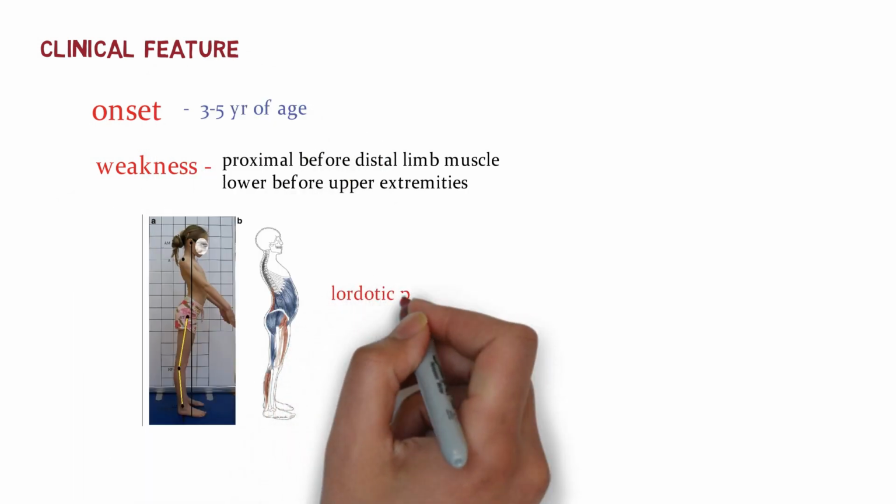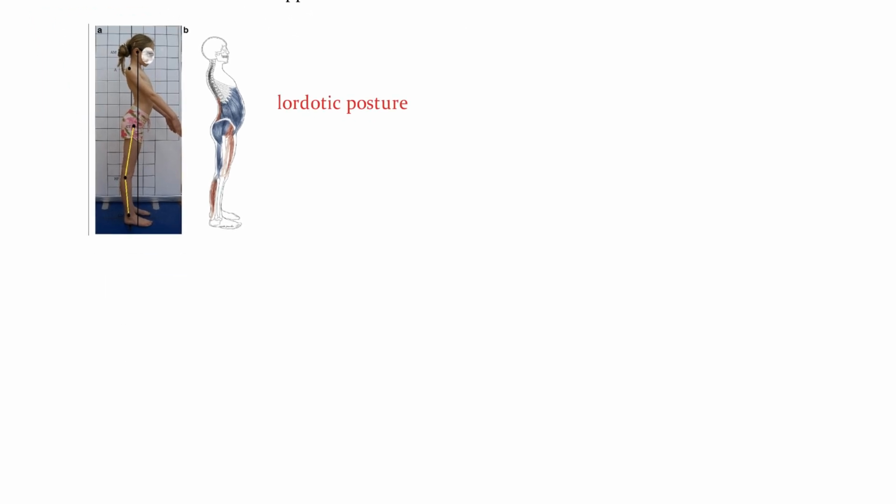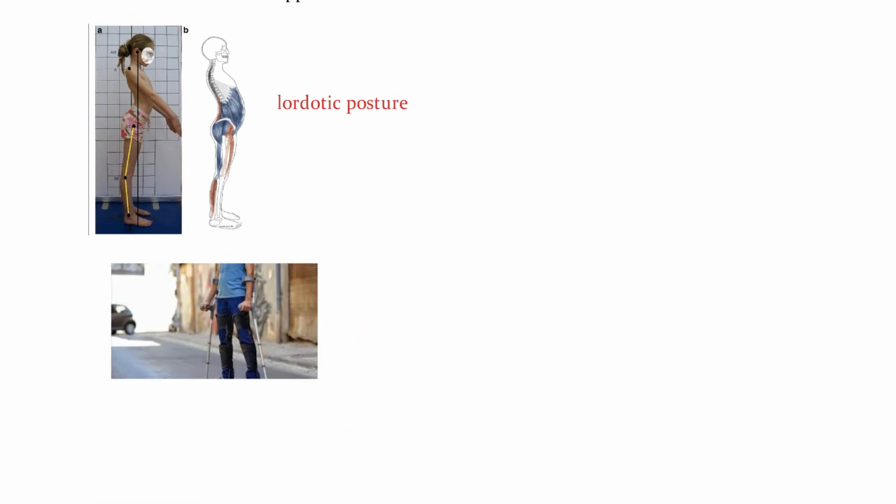What is this lordotic posture? Look over this image. This is the lordotic posture. In this lordotic posture, there are lengthened abdominal muscles, yes, there are shortened hip flexors, and the lower back is relatively shortened. So these are the features of lordotic posture which may be seen in Duchenne muscular dystrophy.